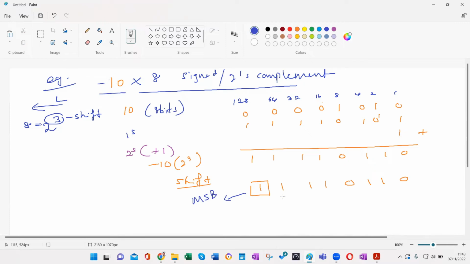So it should be 10110000. Okay. Did you check the final value whether it is correct? Whether you are getting a minus 80? Yes.